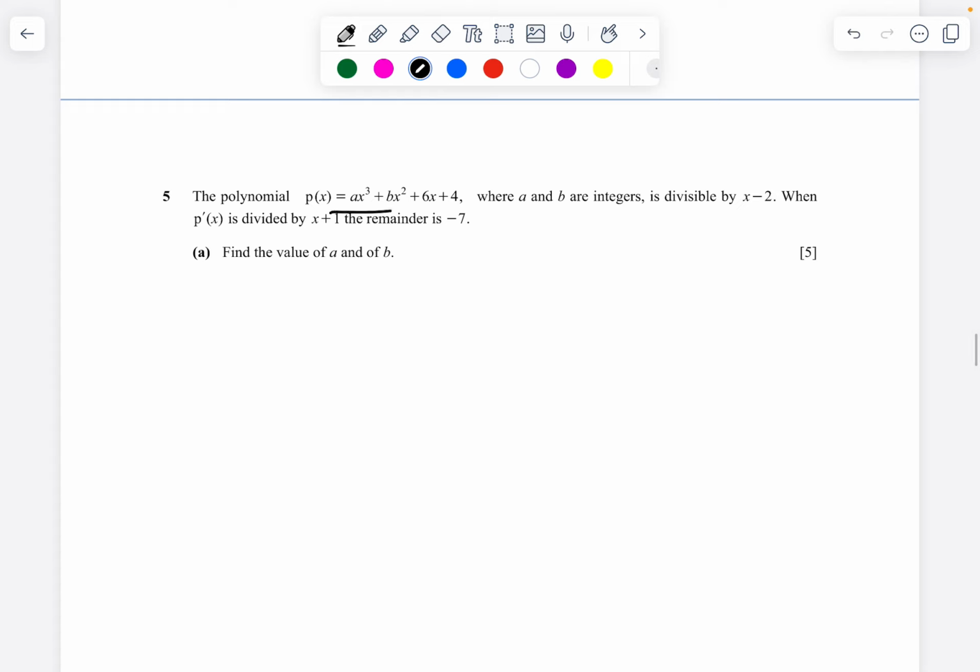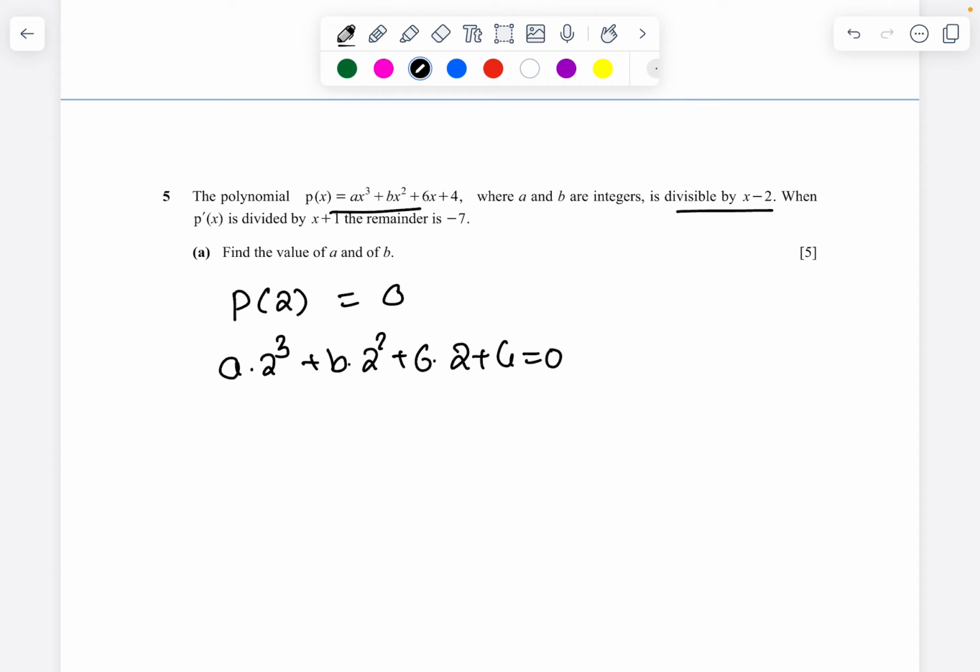The polynomial p of x is divisible by x minus 2. Means p of 2 should be equal to 0. So a times 2 cube plus b times 2 square plus 6 times 2 plus 4 equals 0. 8a plus 4b plus 12 plus 4 equals 0. 8a plus 4b plus 16 equals 0.